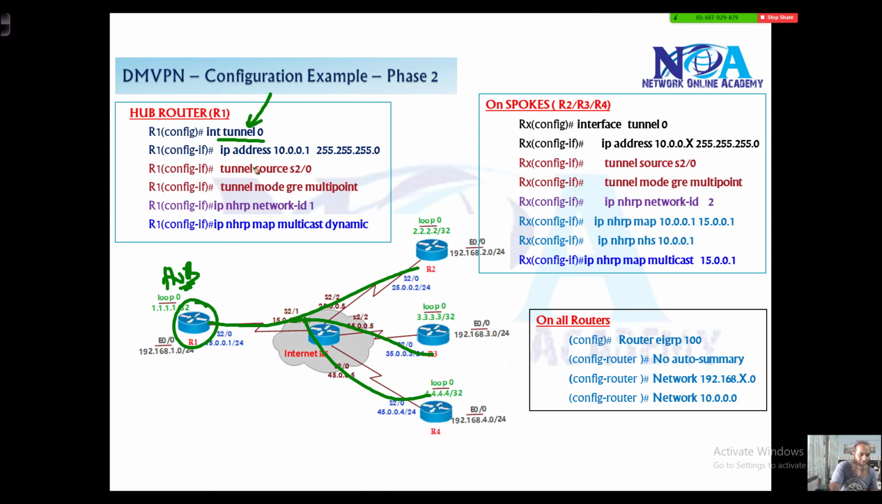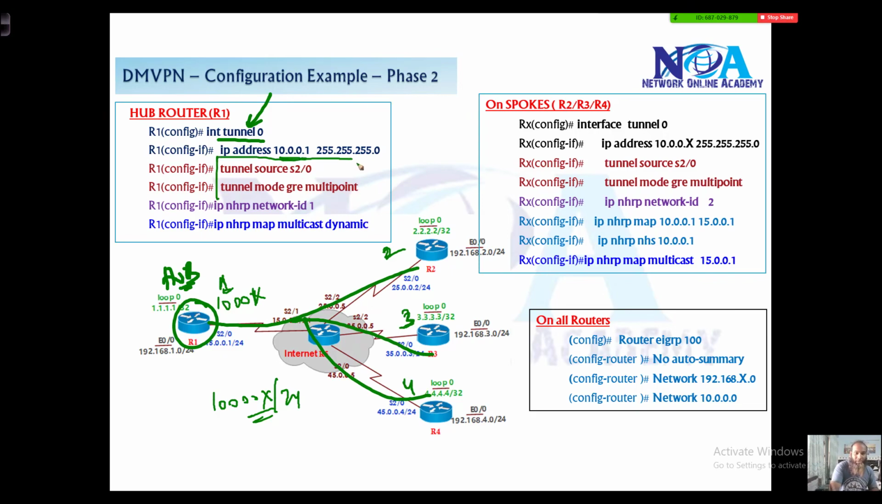You can use any number like 0, 1, 2, 3. It's not compulsory to match, it is locally significant. And we'll be giving some tunnel IP address. For the tunnel network I'll be using the 10 network with a /24 subnet mask, which means I'll be using .1 here, .2 here, .3 here, .4 here. So 10.0.0.2, 10.0.0.3 and 10.0.0.4. That is the private IP, the tunnel interface IP address I'm using here.